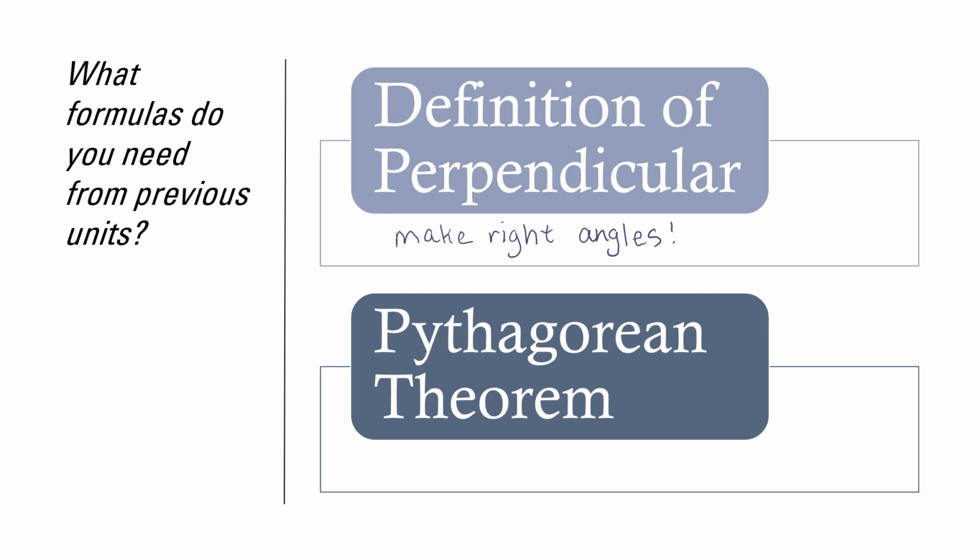And then the other thing that's useful in this section is remembering the Pythagorean theorem. Remembering that when you use Pythagorean theorem, you're going to set the hypotenuse as c, and it's going to be a squared plus b squared equals c squared. A and B are the two legs of a right triangle.